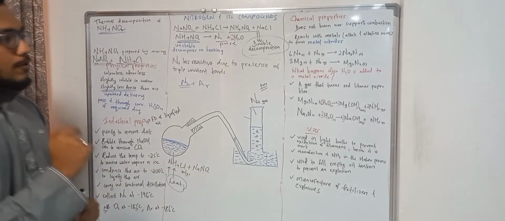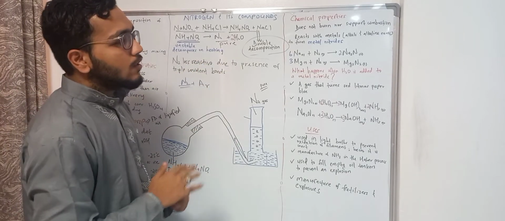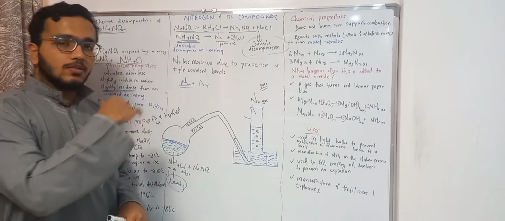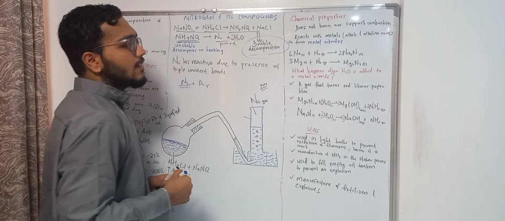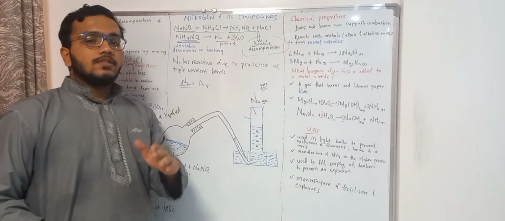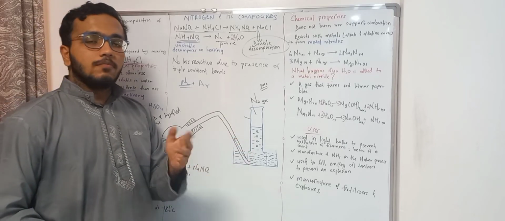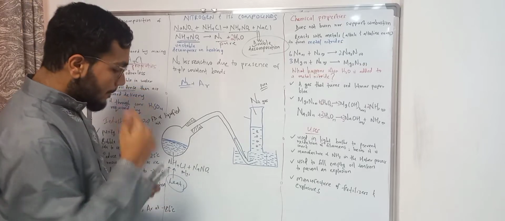Now, chemical properties of nitrogen. As you can see, it does not burn nor support combustion. No explanation to that, it is how it is. It reacts with alkali and alkaline earth metals to form metal nitrides, e.g. sodium plus nitrogen gives sodium nitride, magnesium plus nitrogen gives magnesium nitride. These are white solids which will be formed when you react them.